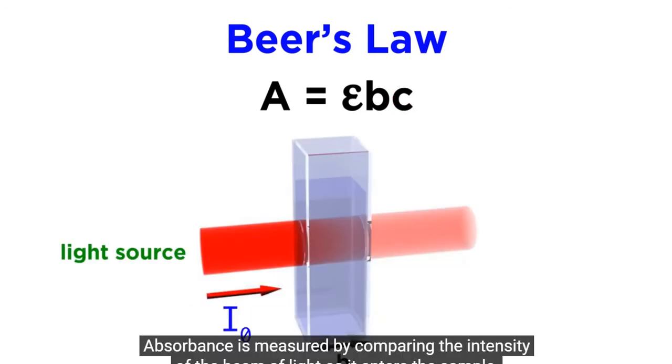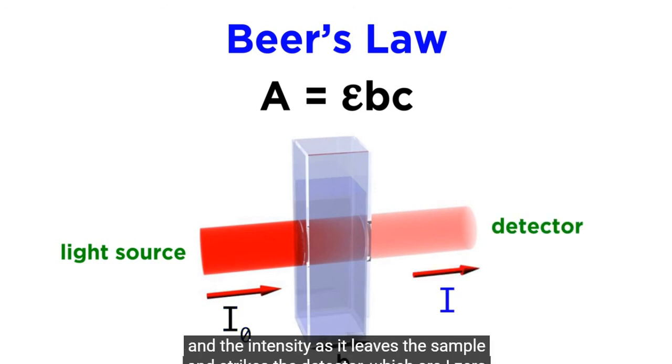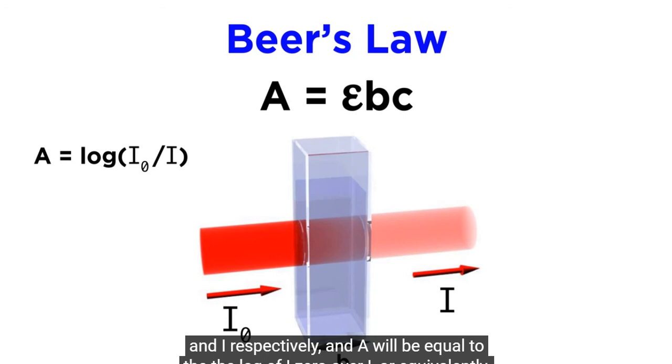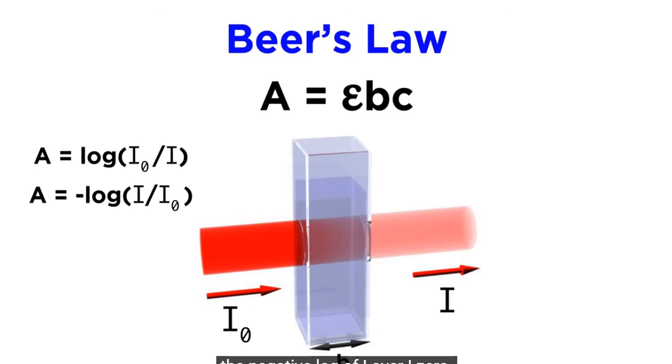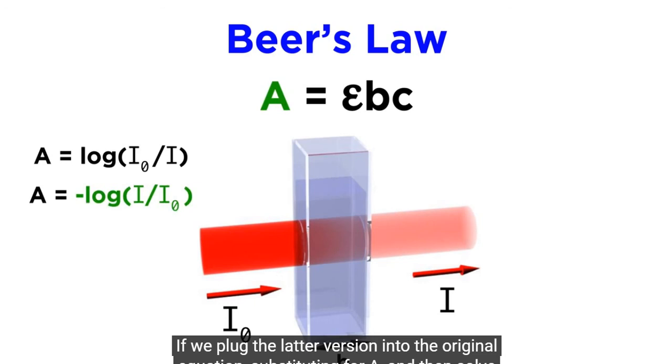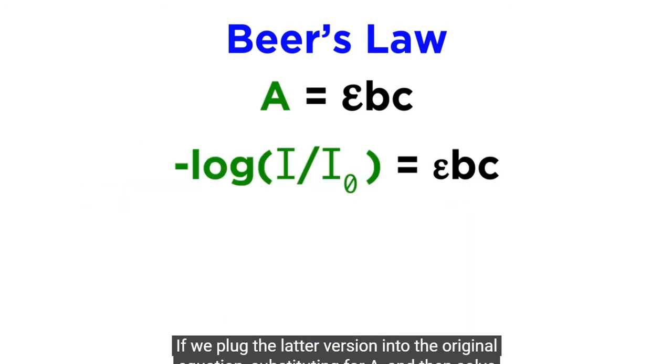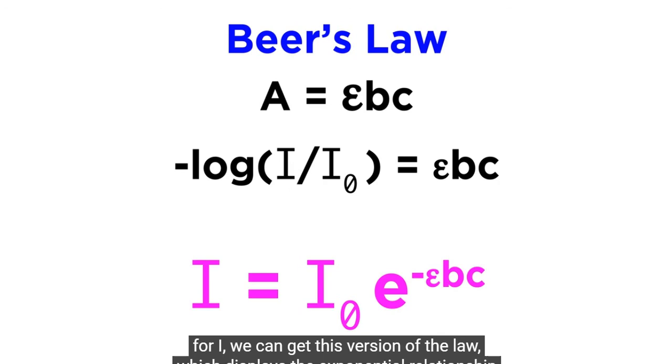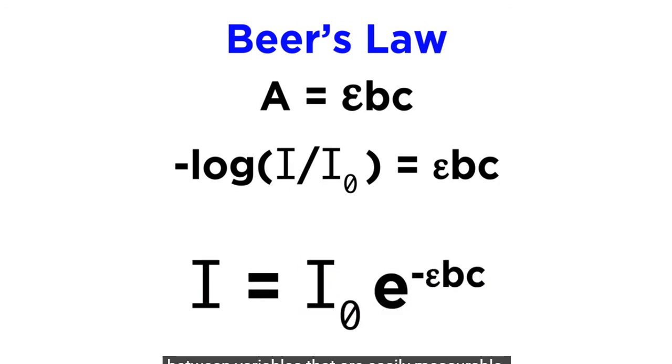will occur. Absorbance is measured by comparing the intensity of the beam of light as it enters the sample and the intensity as it leaves the sample and strikes the detector, which are I0 and I respectively. And A will be equal to the log of I0 over I, or equivalently, the negative log of I over I0. If we plug the latter version into the original equation, substituting for A, and then solve for I, we can get this version of the law, which displays the exponential relationship between variables that are easily measurable.